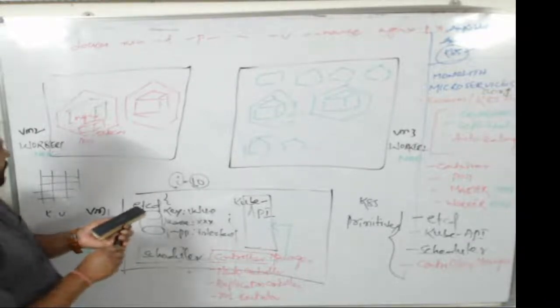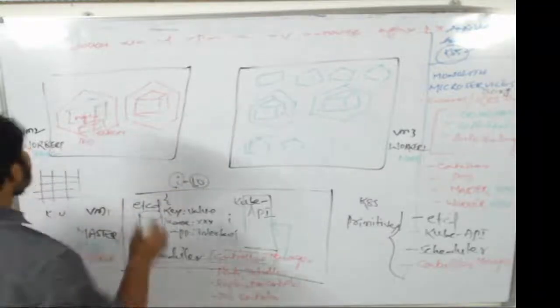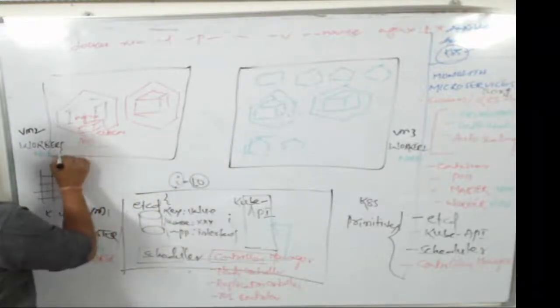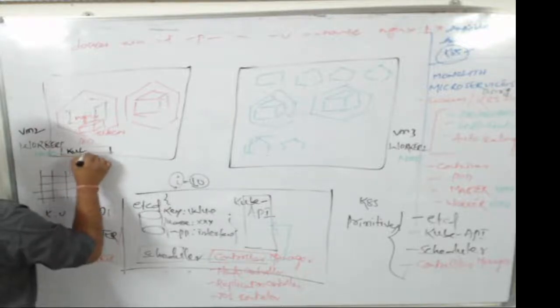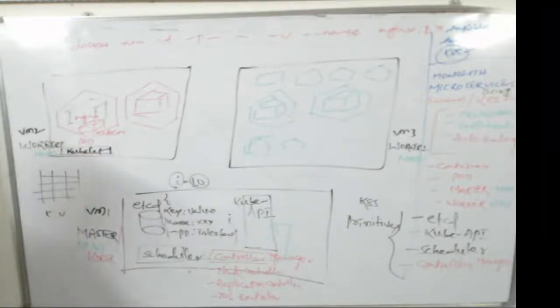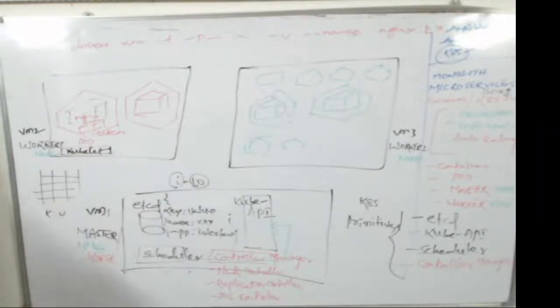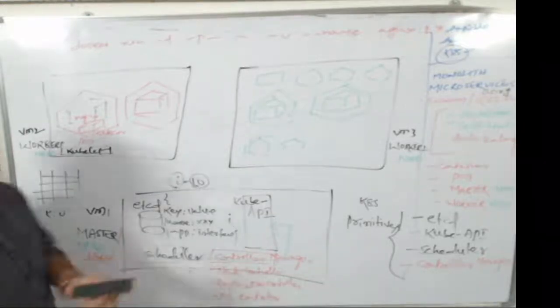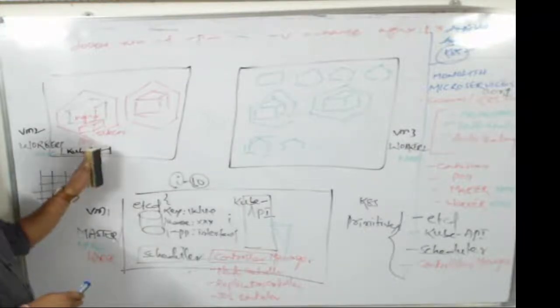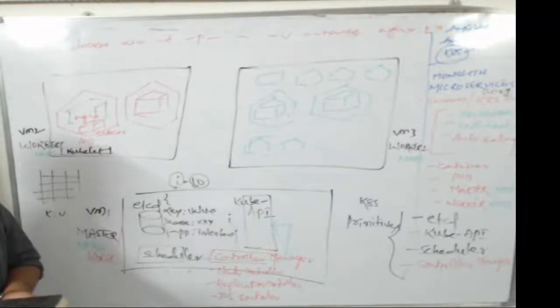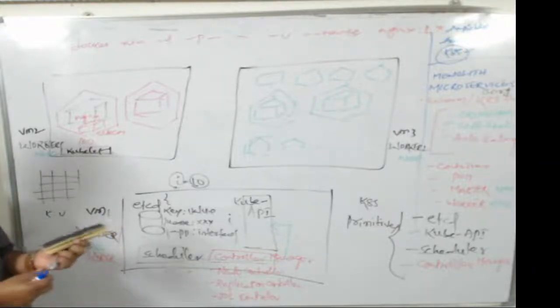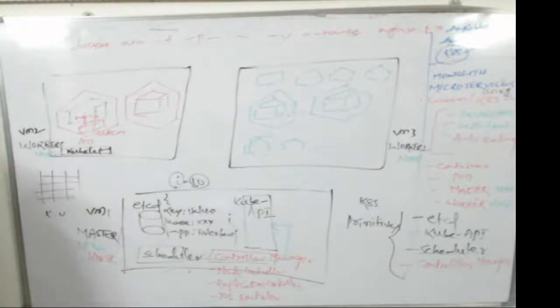Then you have a couple of things on all the workers. The first thing is what we call kubelet. Kubelet is available on all the worker nodes. It's a process. Now the kubelet is responsible for creating the pod. All the pods are managed by kubelet on that specific node.